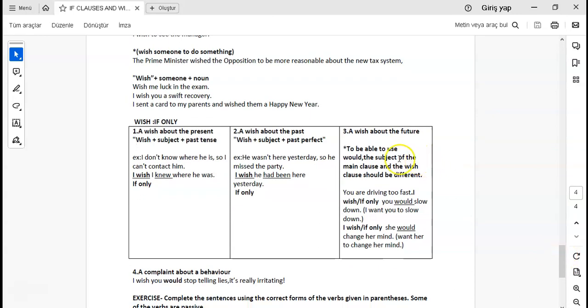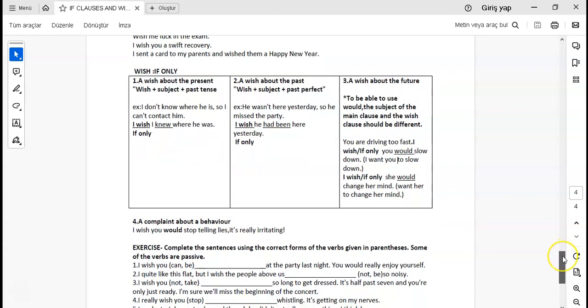And if you want to make a wish about the future, you use "would". But there's a rule: the subject of the wish clause must be different from the subject of the main clause. What do I mean? If your subject is "I", then the wish clause's subject is "I wish", but here it says "you would". It is possible to use "would", but you can't say "I wish I would". It's not possible to use it that way. Or you can say "I wish she would". You see "I" and "she", so they are different, so you can use "would". But if it was "she wishes she would", it wouldn't be possible.